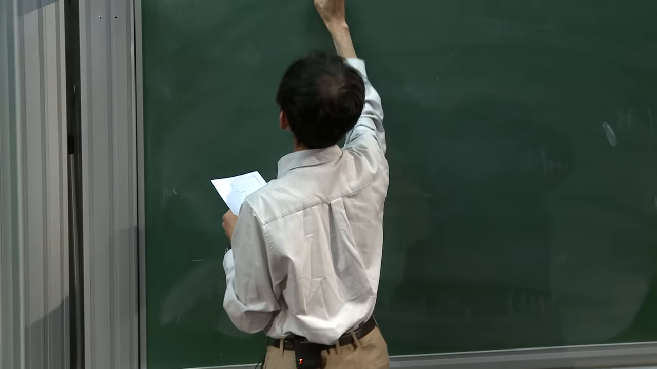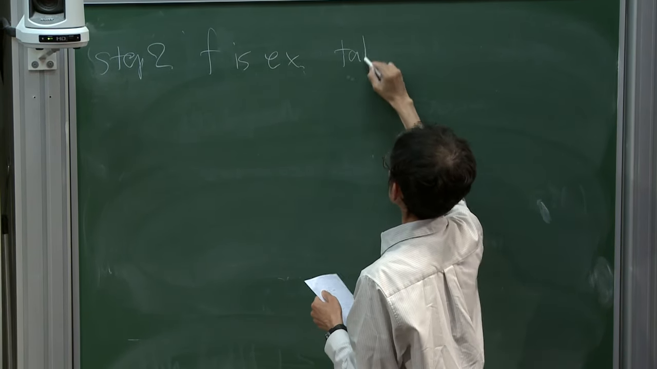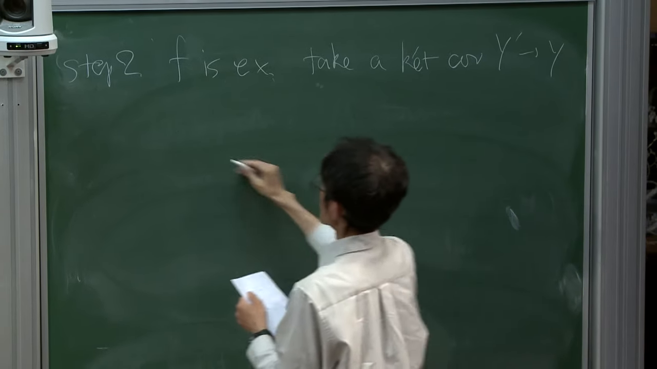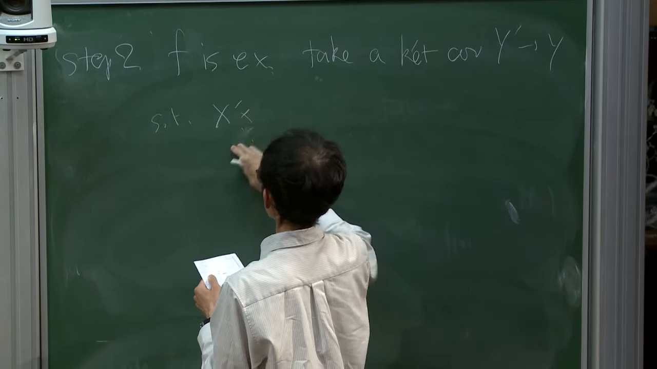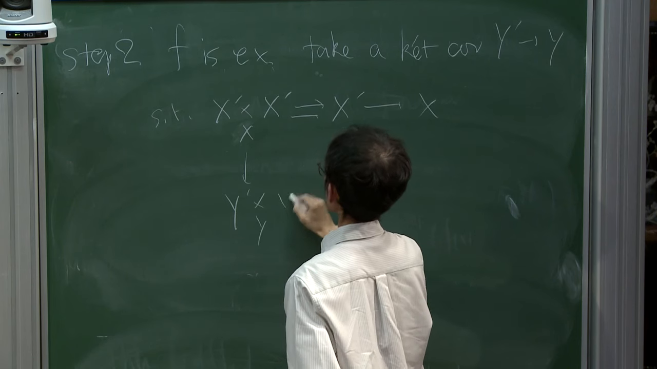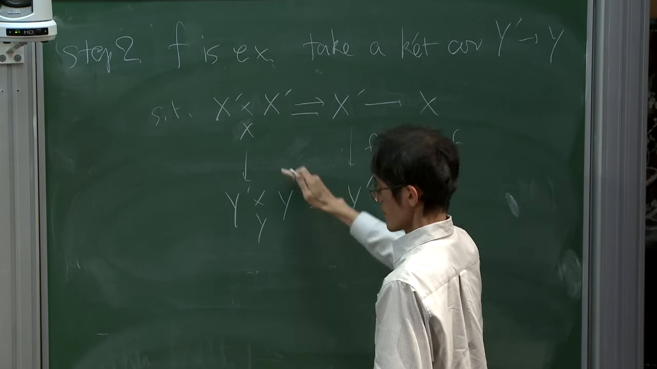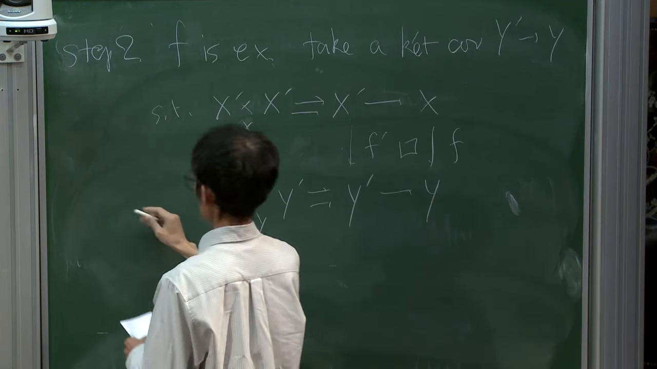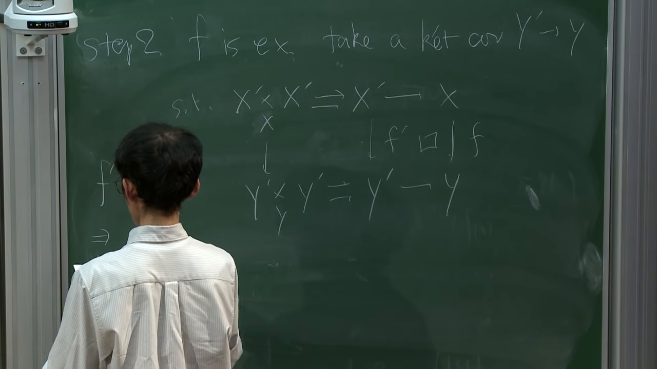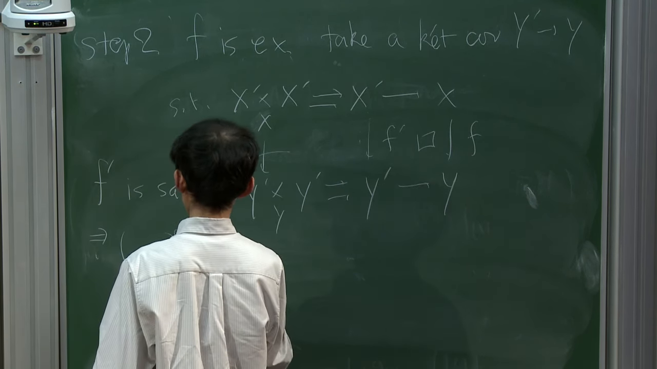So step two: F is exact, then take a Kummer cover such that F prime is saturated. Then the underlying of this Cartesian is also Cartesian.